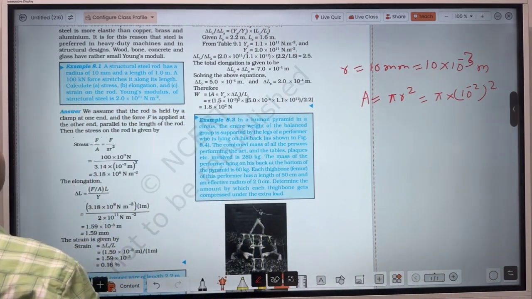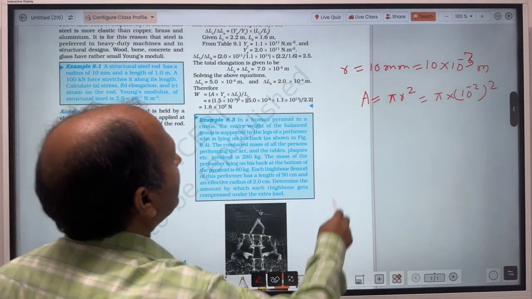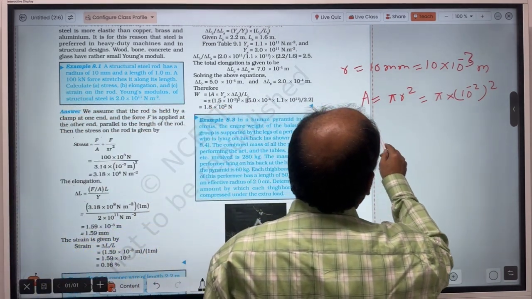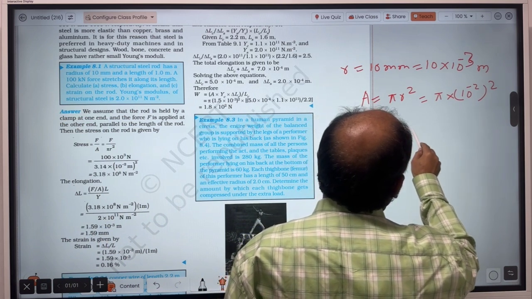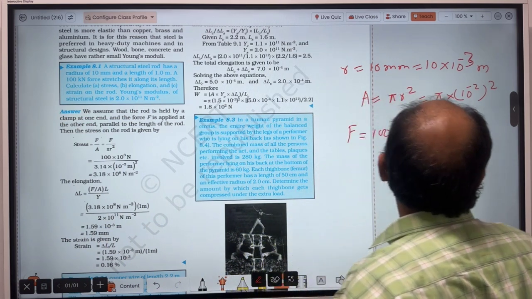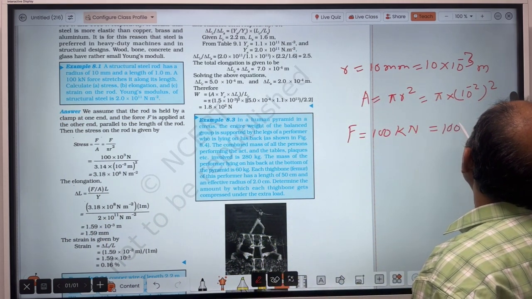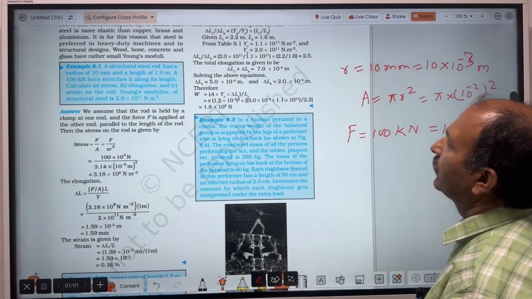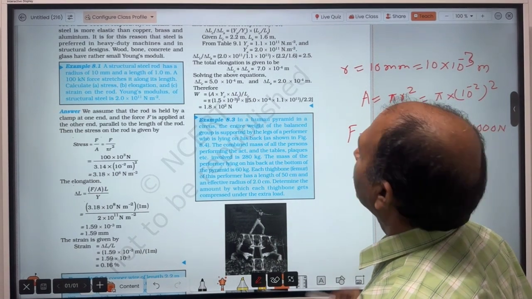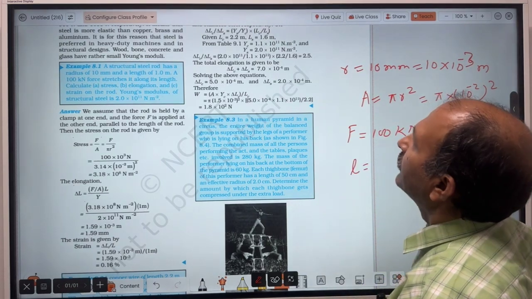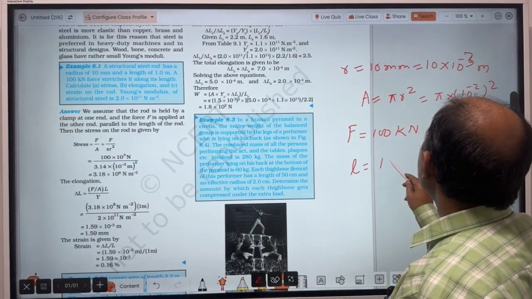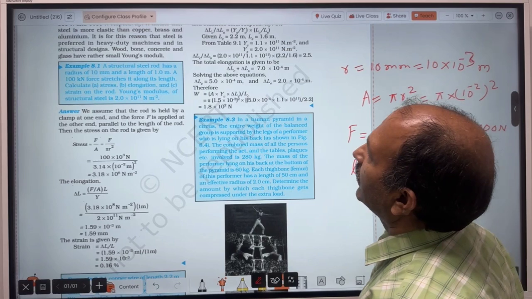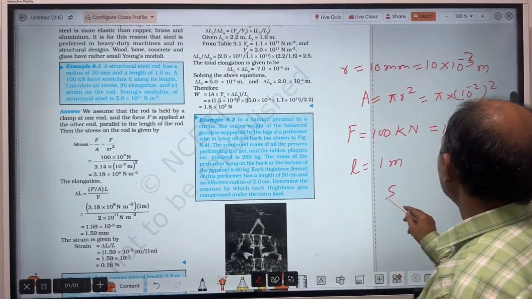Then the next point is force is 100 kilonewton. F is given as 100 kilo. Kilo stands for 1000. So 100 into 1000 Newton. This is force. Then what more is given? Length of the rod is given as 1 meter, and we need stress.